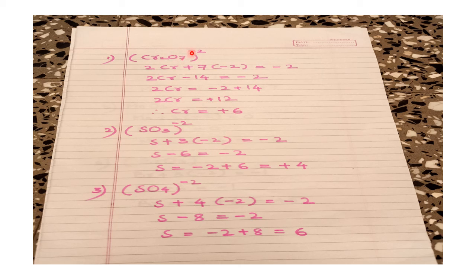Cr2O7 2 minus, dichromate ion. Now how to calculate the ON of Cr? So as per the rule, sum of the total ON is equal to charge on the ion. We don't know the Cr. So 2Cr plus 7 into minus 2 for O equal to minus 2. Simplification, Cr is plus 6.